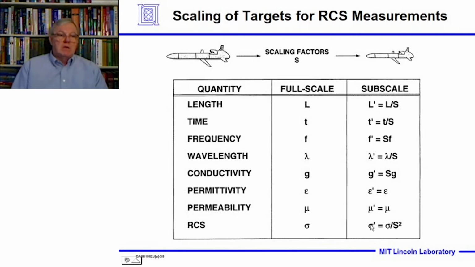And what you end up with is a cross-section where your measured cross-section is your real cross-section divided by the scale factor squared. So you'd have to take your scaled cross-section, multiply it by S squared to get your full-scale cross-section. Okay?